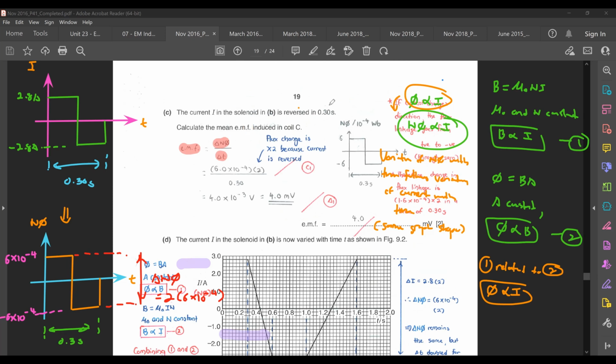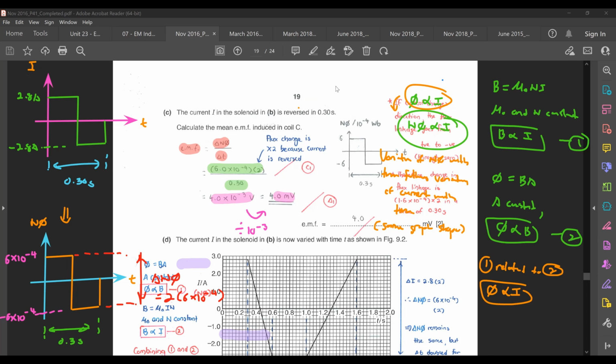You know the value is twice that of 6 times 10 power minus 4. Your time is 0.3. So you solve this equation, and you will eventually get your EMF induced as 4 times 10 power minus 3 volts. Change to milli by dividing by 10 power minus 3, and you will get 4 millivolts. So this is how you understand this question.